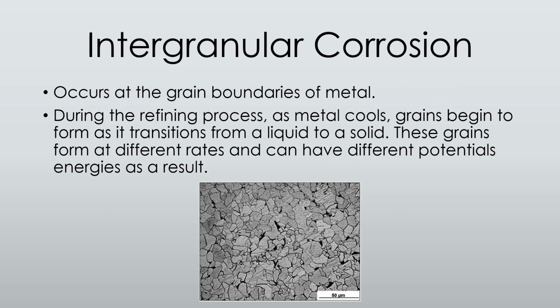Intergranular corrosion. We got our picture of our grain boundaries back. This occurs, obviously, at the grain boundaries of metal. During the refining process, as metal cools, grains begin to form as it transitions from a liquid to a solid. These grains form at different rates and can have different potential energies as a result.